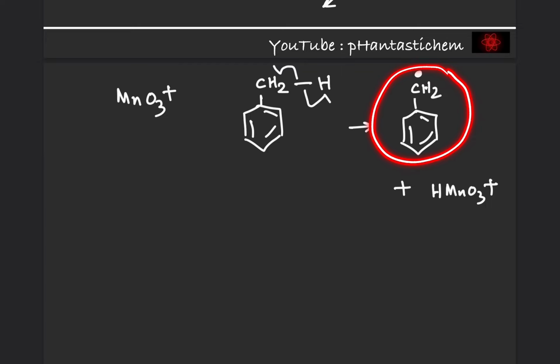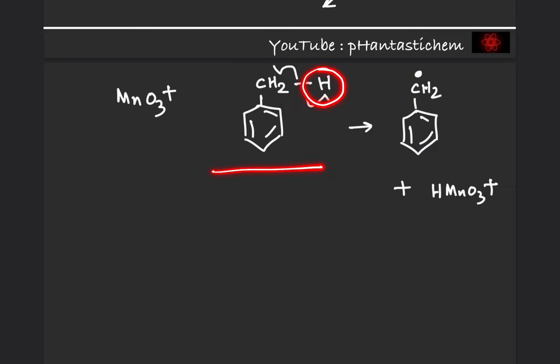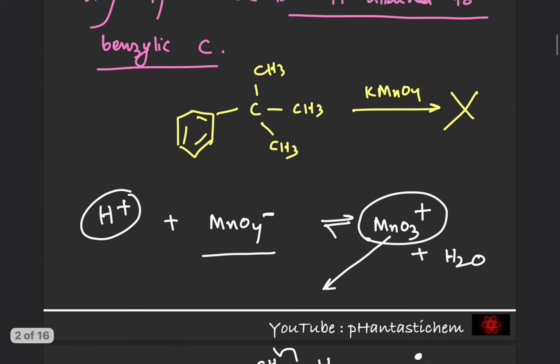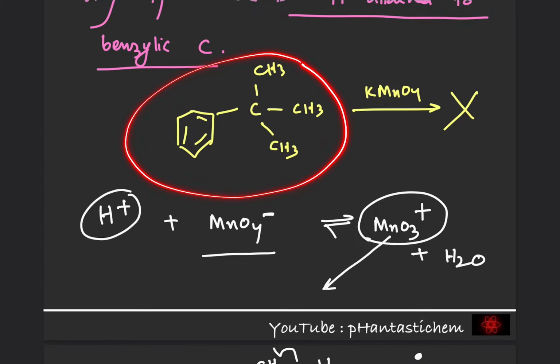And we know that benzylic free radicals are extremely stable due to resonance, so they are resonance stabilized. Therefore this reaction proceeds only if benzylic hydrogens are there. In this case there were none, so it could not form the benzylic free radical.